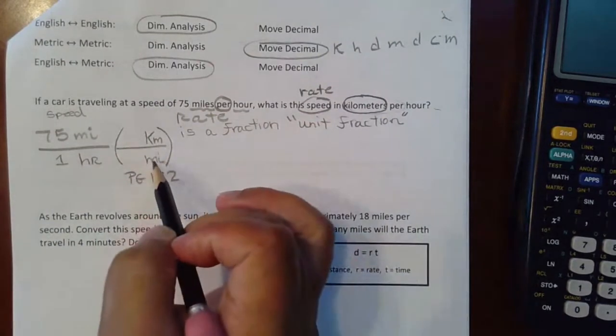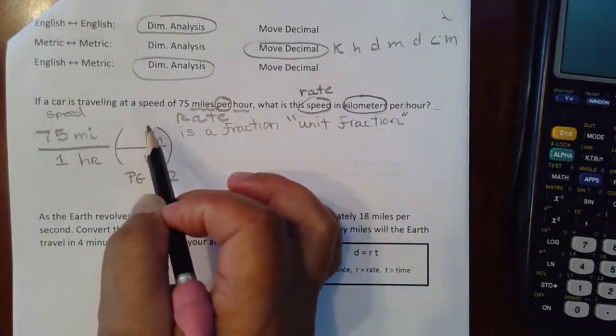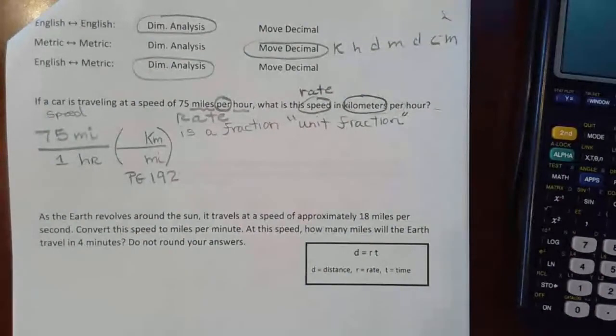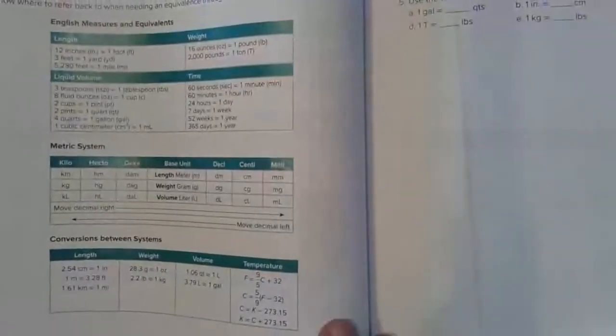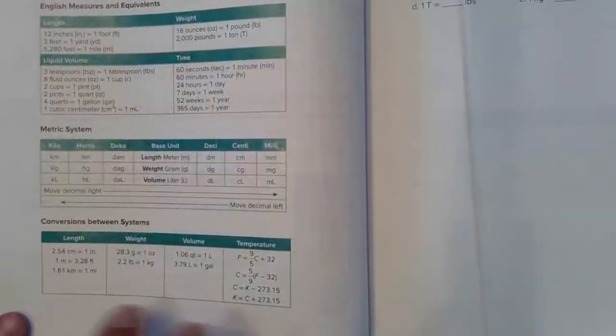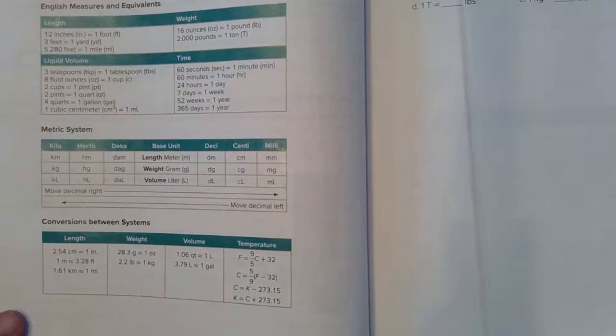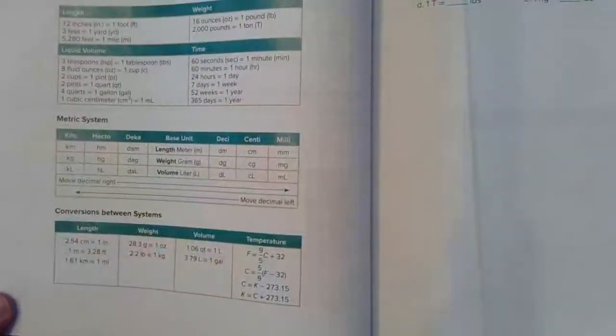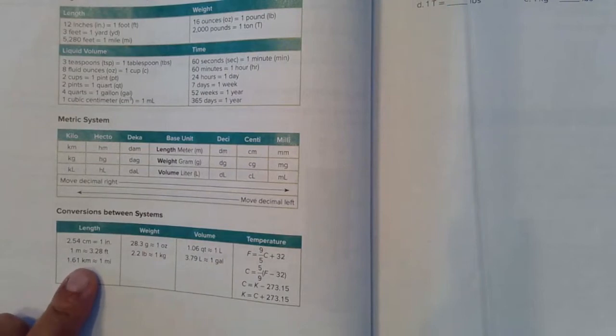Again, this is English units. These are metric units. So you're in the table that relates English to metric, which is the third table down. Okay, this is English to English. This is between systems, metric and English. All right, so what did we have? We had kilometers and miles. Let's see if there's anything here that talks about kilometers and miles. Here we go, right here.